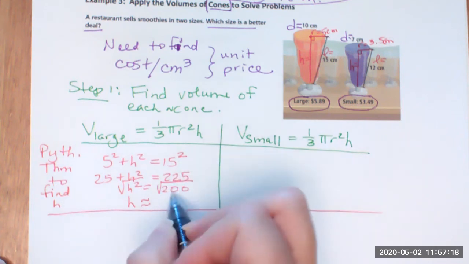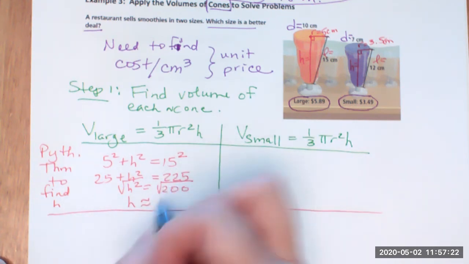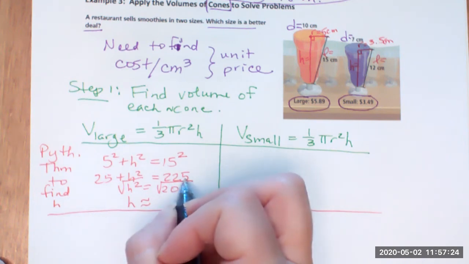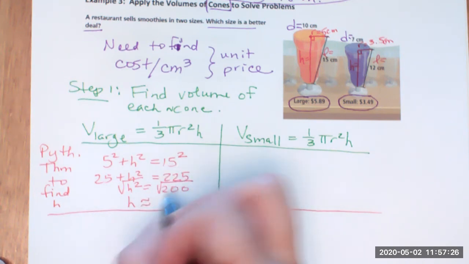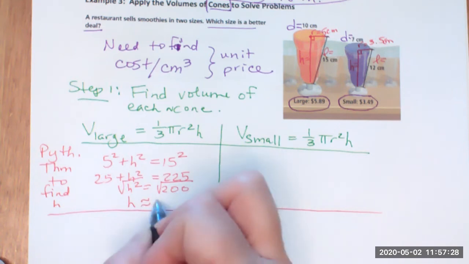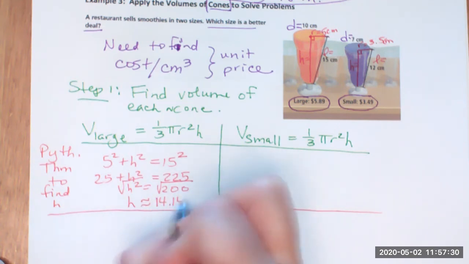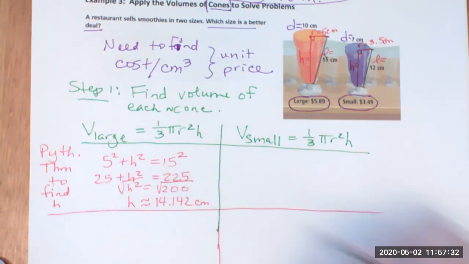When I took the square root of 200, it's going to come out to a little over 14, because remember the square root of 225 is 15, so this is going to be a little under 15. It's actually 14.142 centimeters. That is the height.